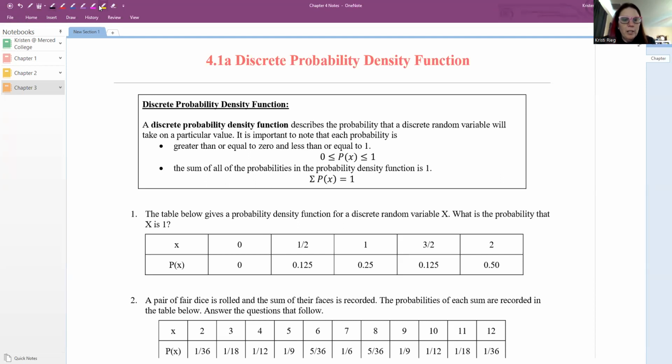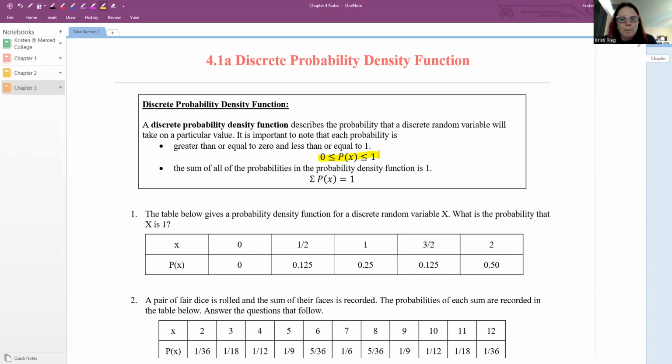So first things first, each individual probability is greater than or equal to 0 and less than or equal to 1. It's got to be in between 0 and 1. It could be 0, it could be 1, or anything in between there. It cannot be negative, and it cannot be greater than 1, because that would be like saying the probability of something is over 100%, and we can't have that.